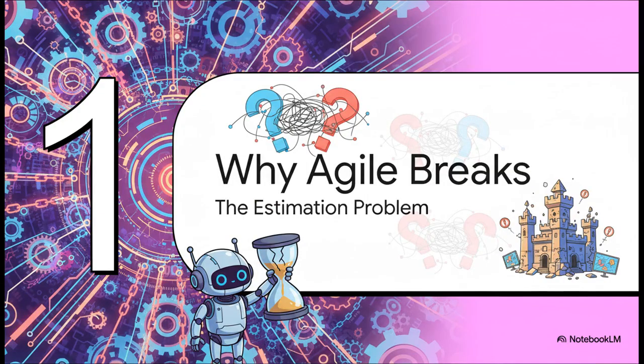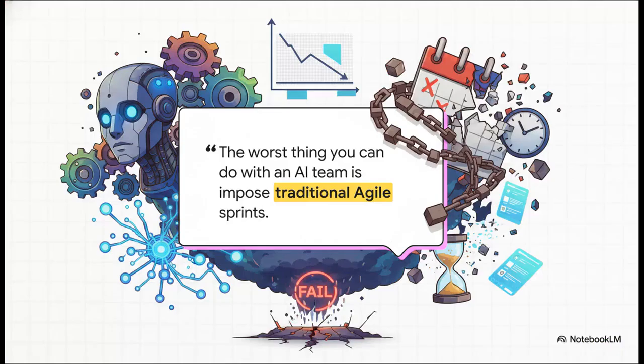Section 1. Why traditional Agile breaks? To figure out the solution, we first have to fully wrap our heads around the paradigm shift. Listen to this quote for a second. The worst thing you can do with an AI team is impose traditional Agile sprints, where every story must ship at the end of the sprint.